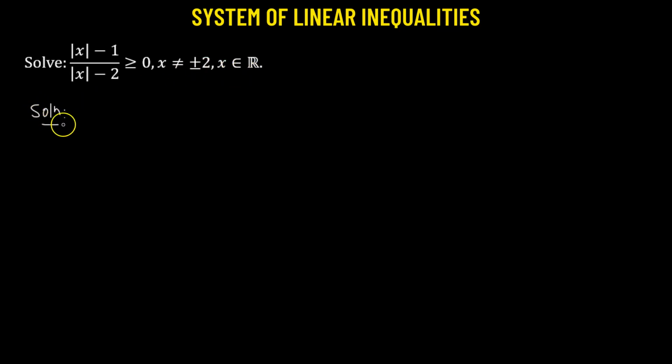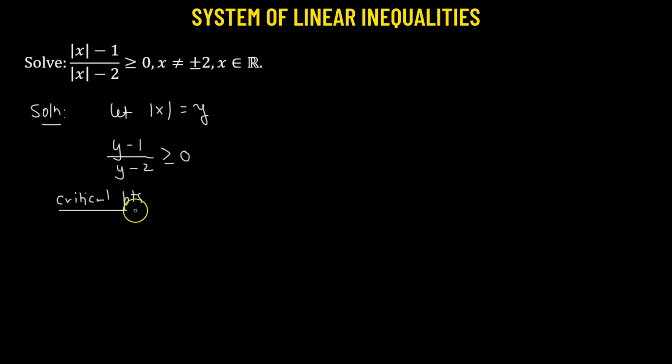To solve this particular linear inequality, we'll make an assumption: let's say the absolute value of x is given by y. Now that means our inequality will become y minus 1 divided by y minus 2, greater than or equal to 0. Now to solve this, we need some critical points or critical values. The critical points are defined as the points where the numerator goes to 0 and the denominator goes to 0 as well. So this gives us y equals 1 and y equals 2.